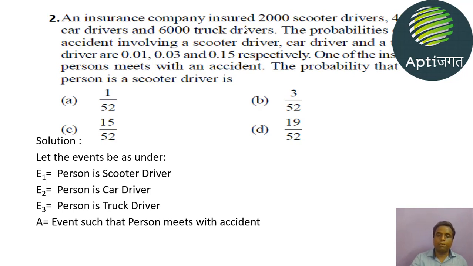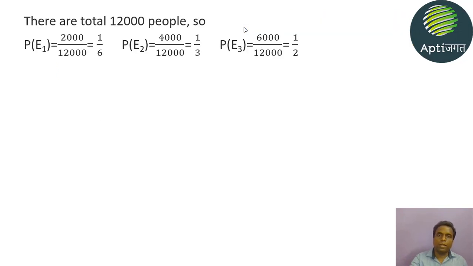So mathematically we can represent the probability of a person meeting with an accident as a scooter driver. P(E1) is equal to 2000 upon 12,000. The probability of E2 will be 4,000 upon 12,000, which is equal to 1 by 3. Then the probability of E3 will be equal to 6,000 upon 12,000, that is 1 by 2.